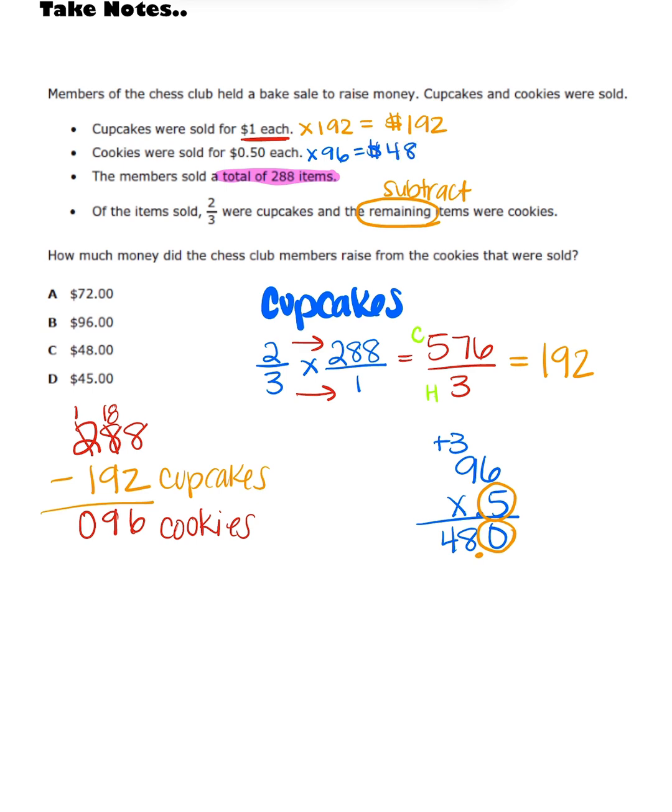So it says, how much money did the chess club raise from cookies? Okay, so how much money did they raise? They raised $48. And you'll notice that the 96 is on there, and 96 is a trap because that's not the money, that was the number of cookies. So don't fall for that. All right, and that is your reminder on this problem.